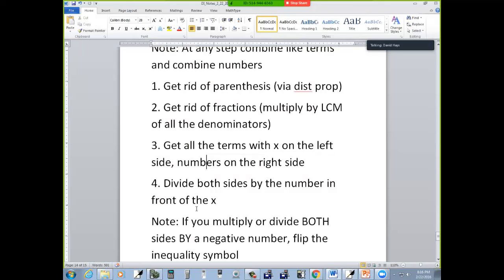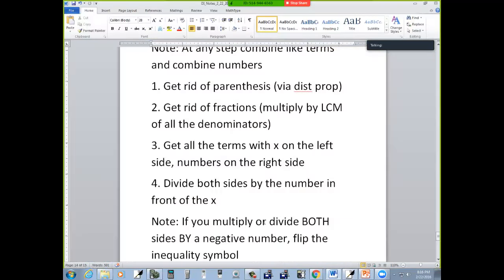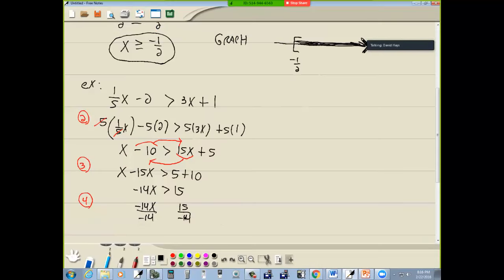Step 4. Divide both sides by the number in front of the x. Well, the number in front of x is a negative 14, so we'll divide both sides by negative 14. Now, if you multiply or divide both sides by a negative number, and we're dividing both sides by a negative 14, that means we flip our inequality symbol. So the greater than becomes a less than. Now these negative 14s cancel here, and I got x is less than negative 15 over 14. And this is our answer, but we're going to look at all our different forms.